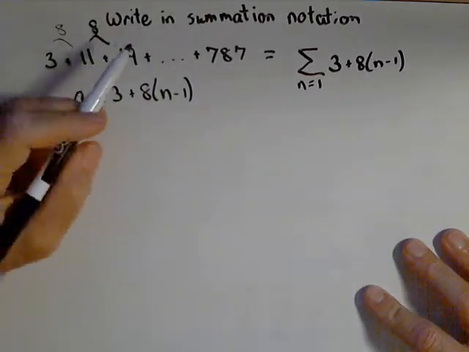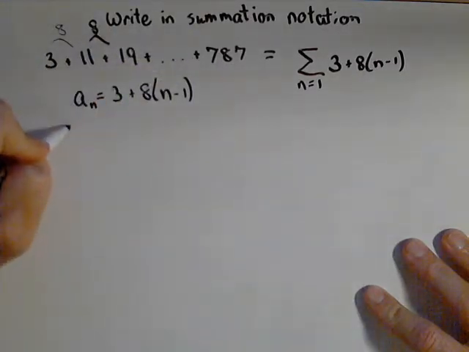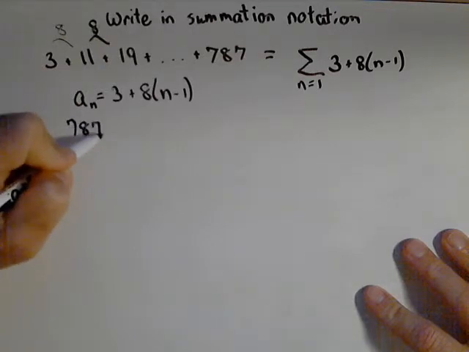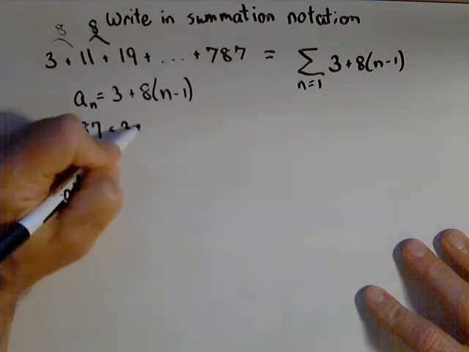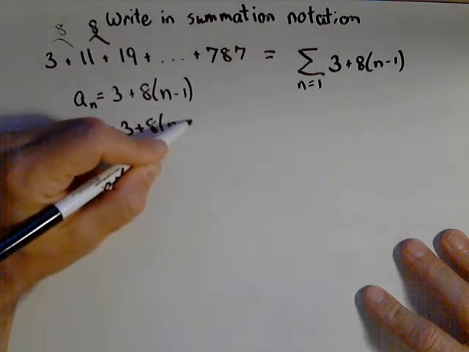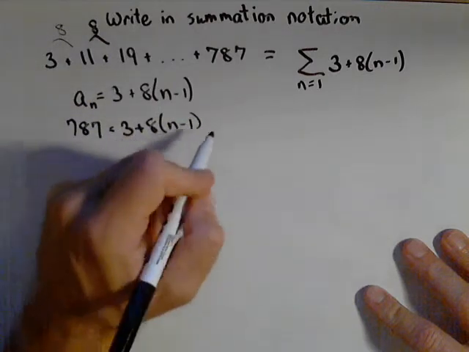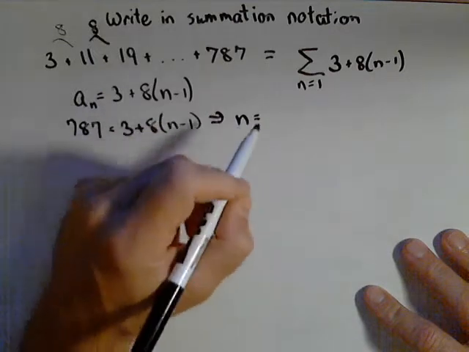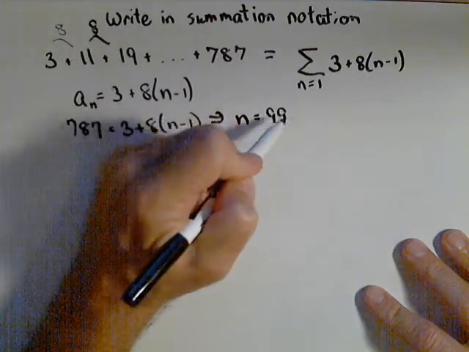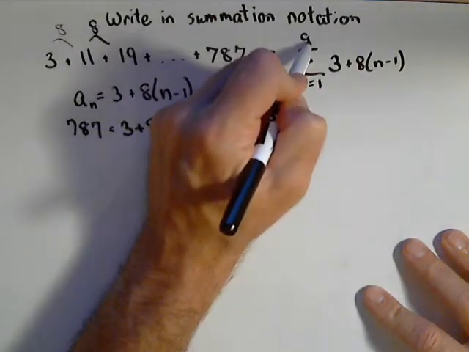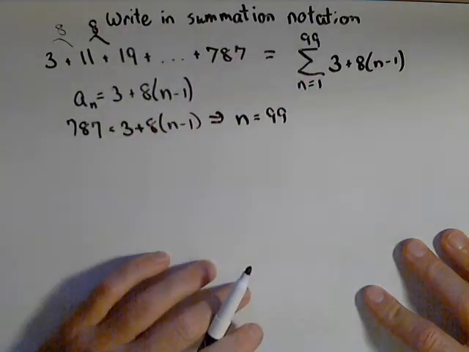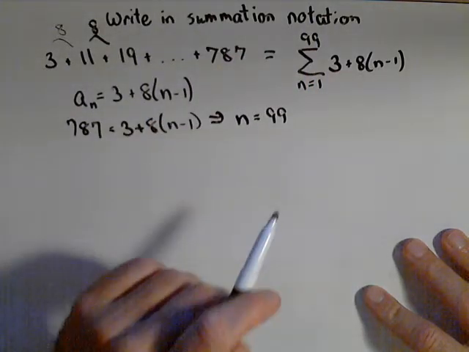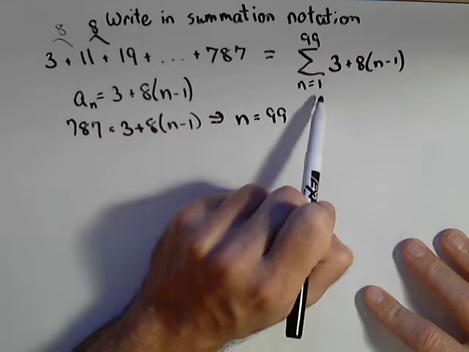So what I'm going to do is plug 787 in for the general term and solve for n. Solving this for n, and I've done this in another video, so to save time, you can go ahead and try this if you want. You get n equals 99. So there are 99 terms in this series, and this is written in summation notation.